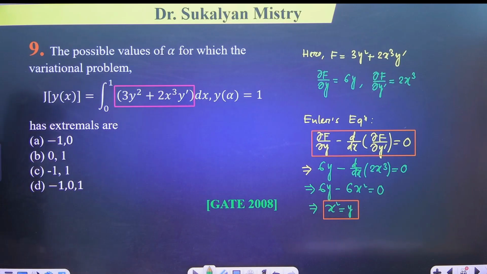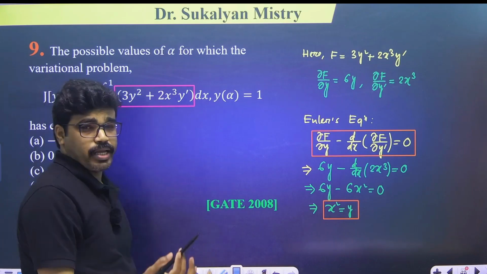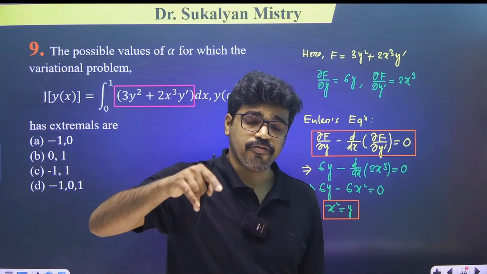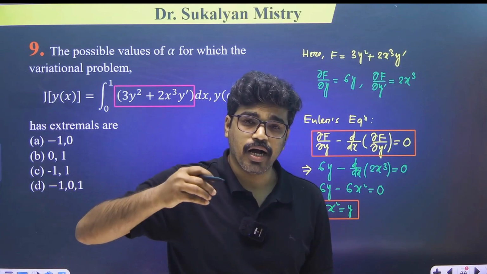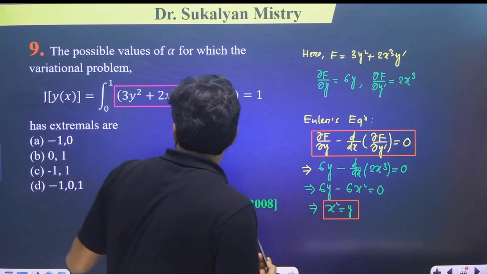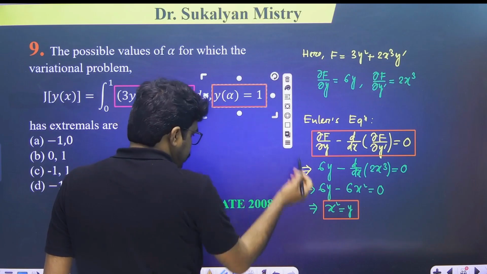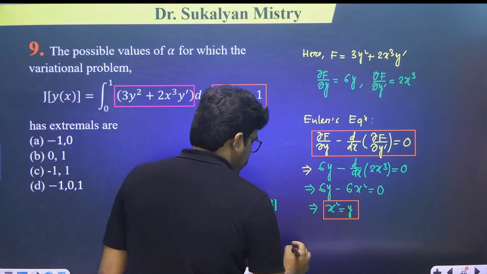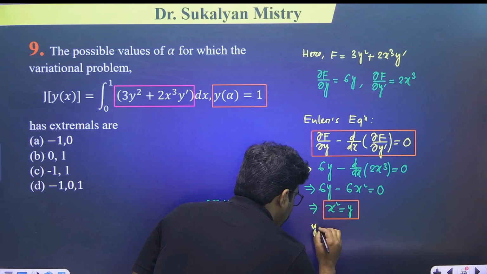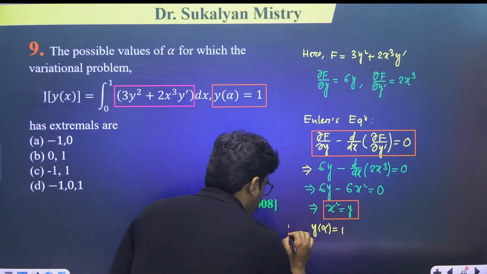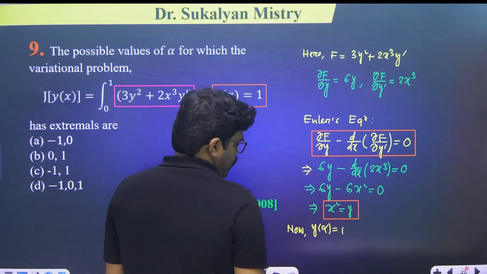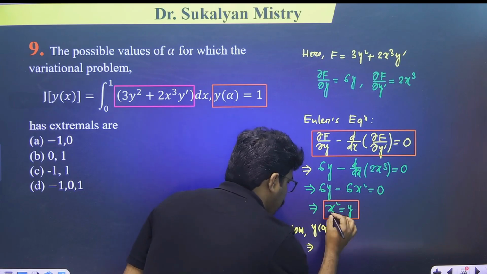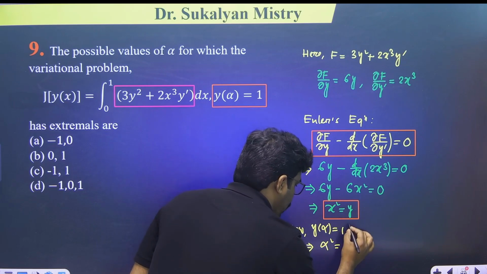Now it has an extremal, that means it satisfies the boundary condition, right? A functional will be extremal if the solution satisfies the boundary conditions. So here it has an extremal, that means this solution must satisfy these boundary conditions. So what is the boundary condition here? Here y(alpha) is equal to 1. That means when x is equal to alpha, y is 1.